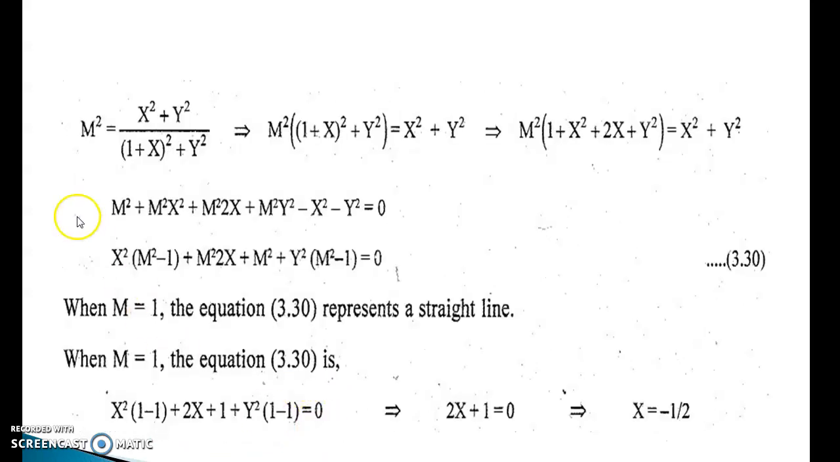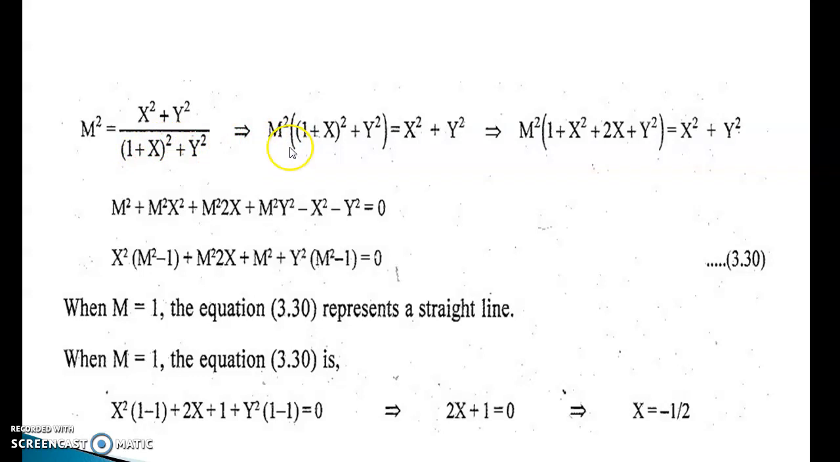M is equal to square root of x square plus y square divided by square root of (1 plus x) whole square plus y square. On squaring the above equation, we get m square is equal to x square plus y square whole divided by (1 plus x) whole square plus y square.